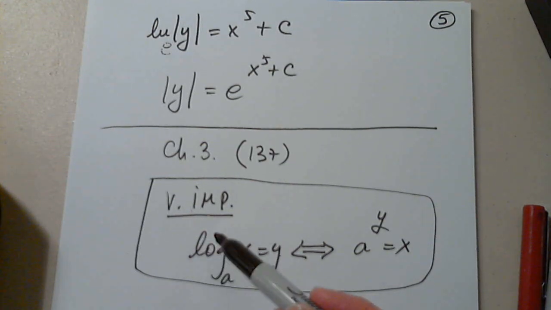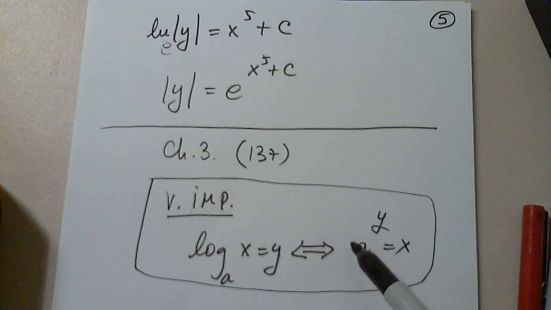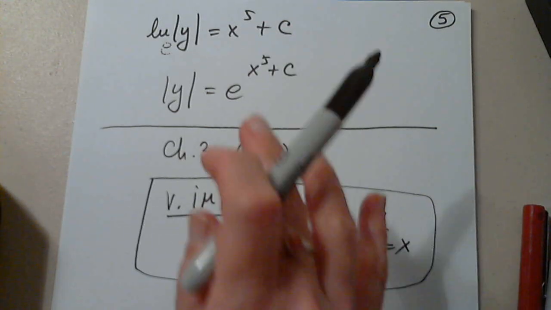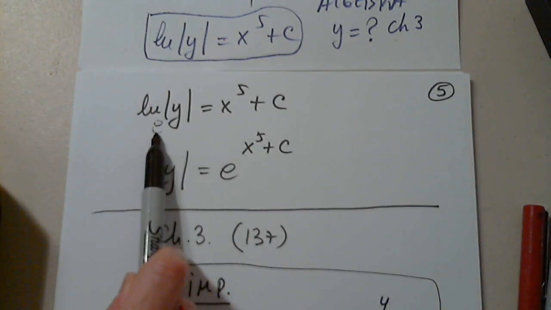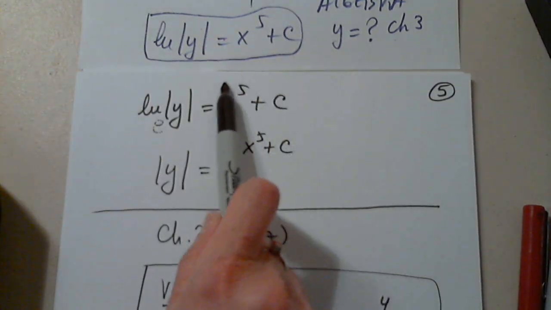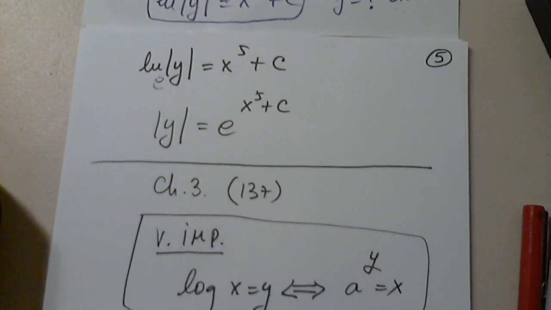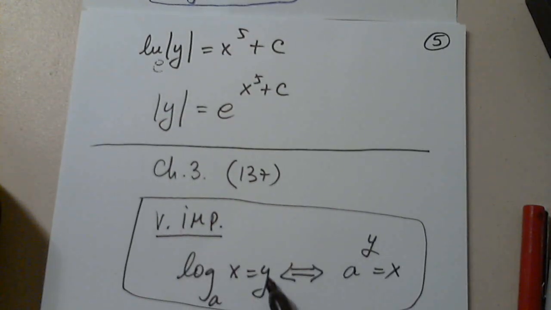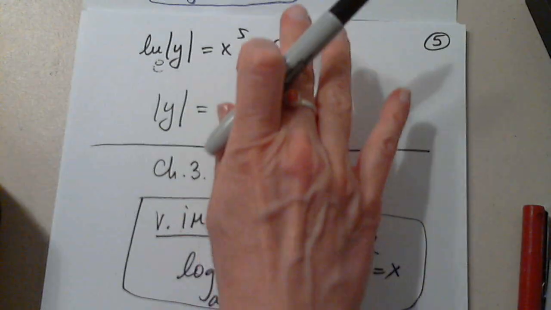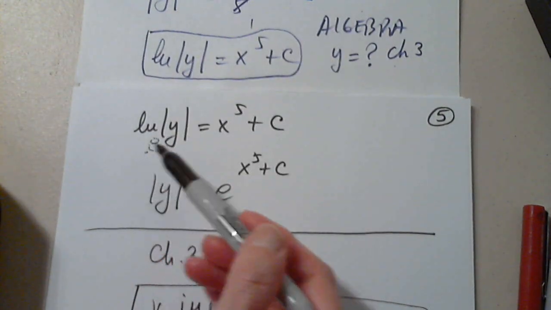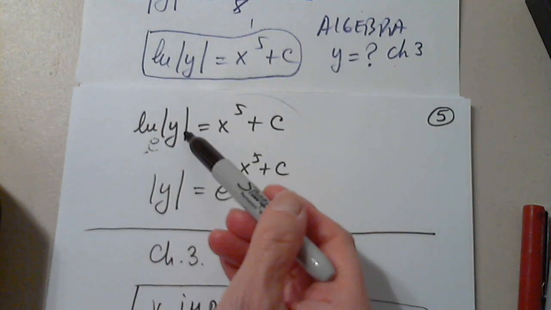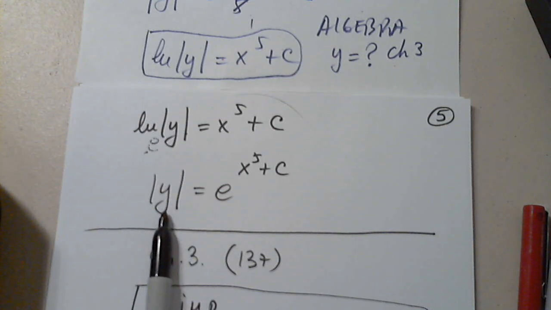So this is a log equation. This is an exponential equation. A raised to y equals x. Again, a raised to y equals x. Base raised to this equals the absolute value of y. Is this better?